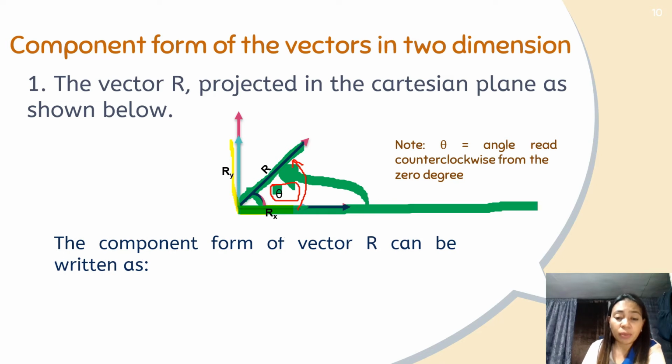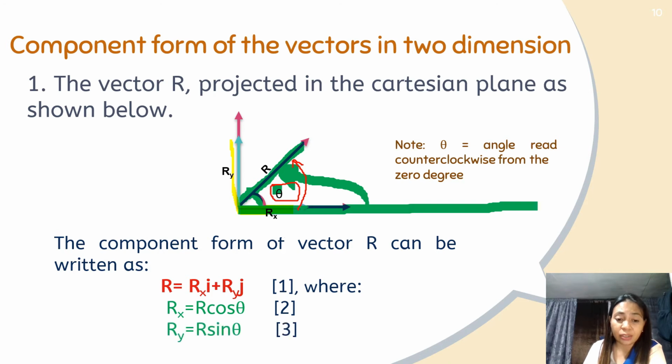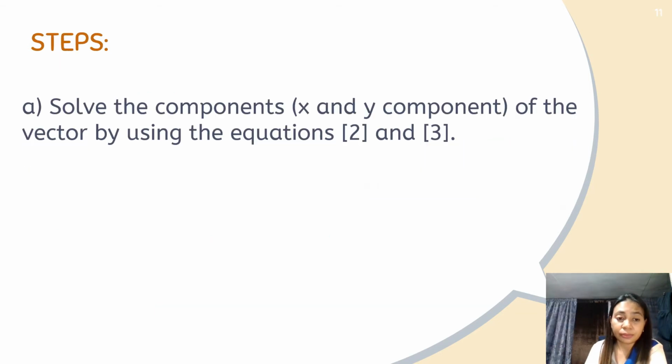So the component form of the vector can be written as R equals Rxi plus Ryj, where your Rx is R cosine theta and your Ry is R sine theta. Remember what we did last time, we still have to get the cosine and the sine. For Rx, it's still cosine. For Ry, it is still your sine.